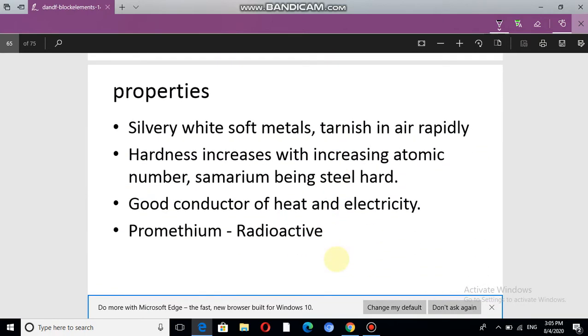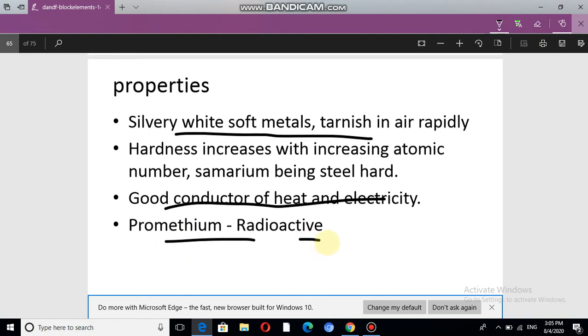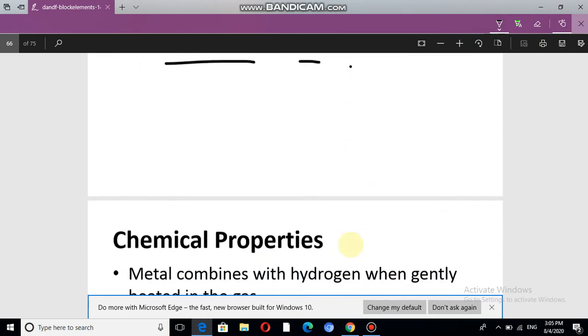Now talking about properties, chemical properties have been deleted, but we'll talk about physical properties. They are silvery white soft metals, they tarnish in air, and they are good conductors of heat and electricity. Some of them, like promethium, are radioactive. One thing is also asked about the use. One alloy of lanthanoids, which is called mish metal, contains 95% lanthanoid and 5% iron. It is used in bullet shells. So mish metal is asked in examinations.